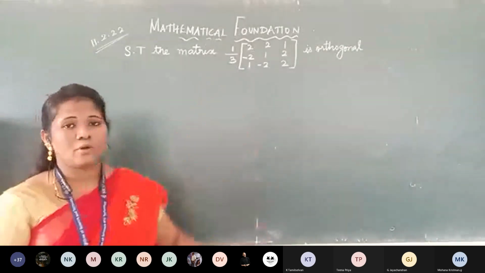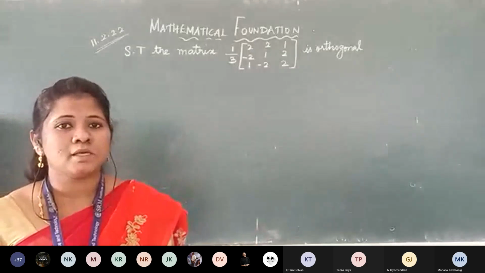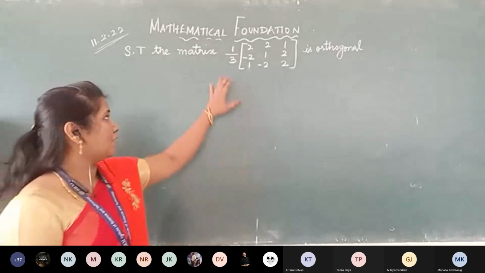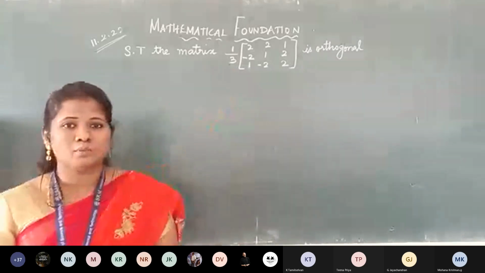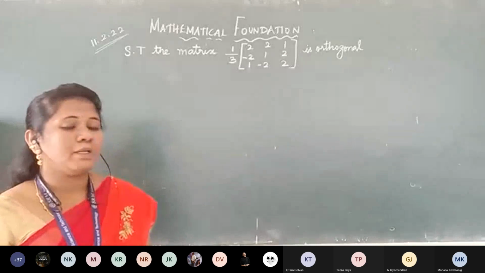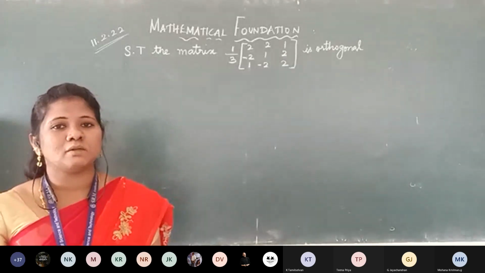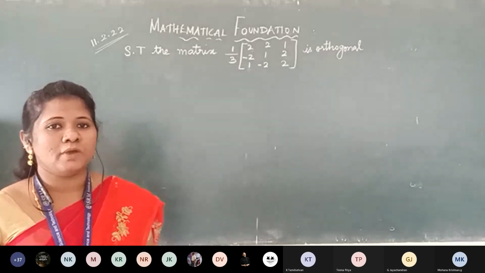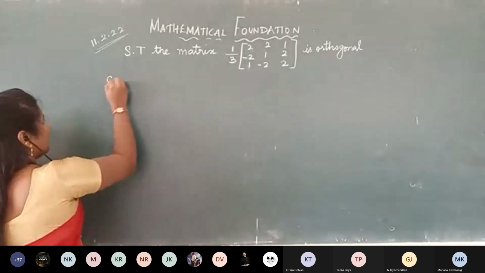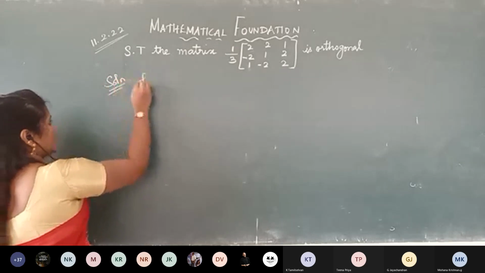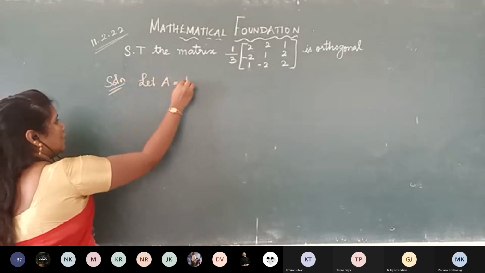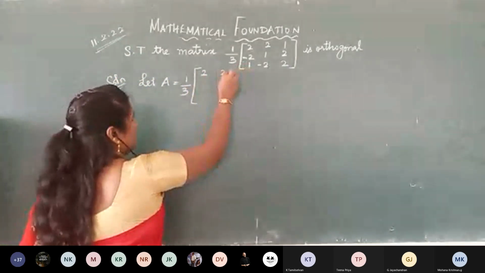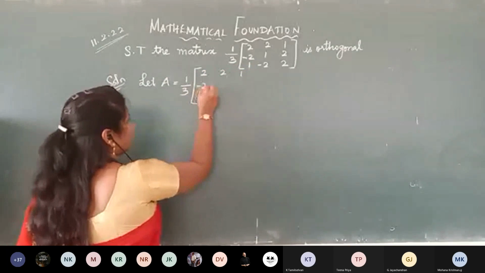Now, since they are not denoted with any symbol, you will denote it first. Since they have taken this 1 by 3 outside, you also keep that 1 by 3 outside itself. Don't multiply it inside, because if you multiply it inside, it will be a little complicated. So instead, you keep that 1 by 3 outside itself and multiply it in the last. So first write, let A is equal to 1 by 3, your given matrix.